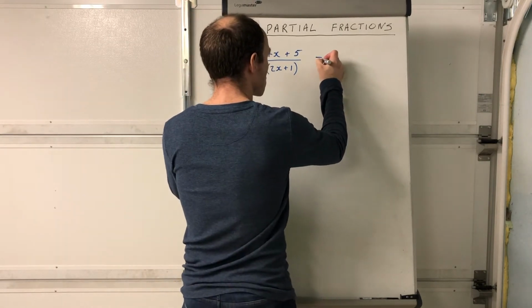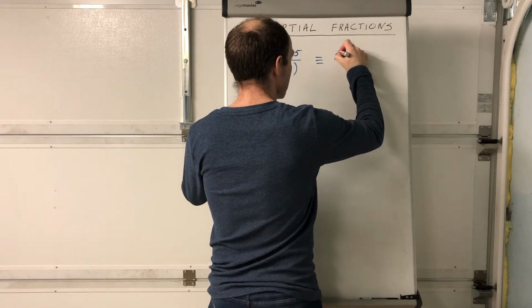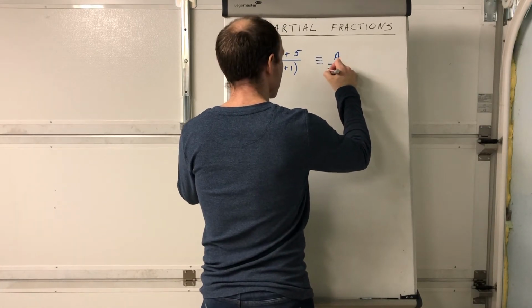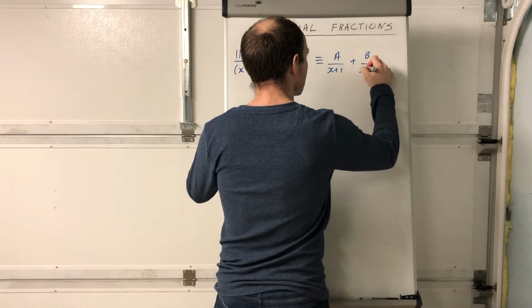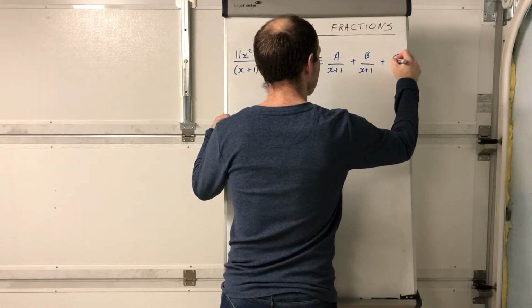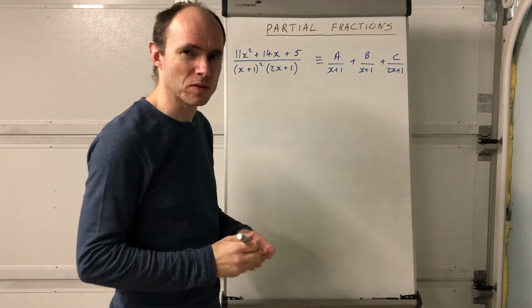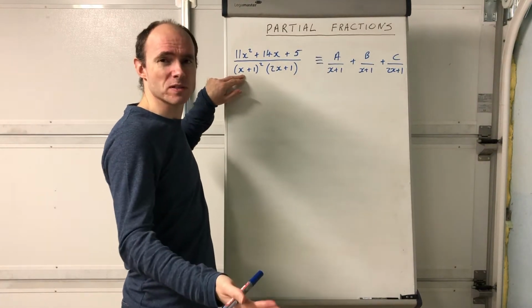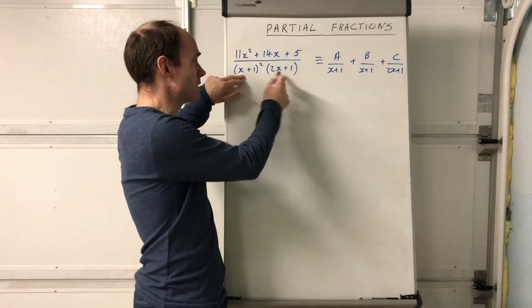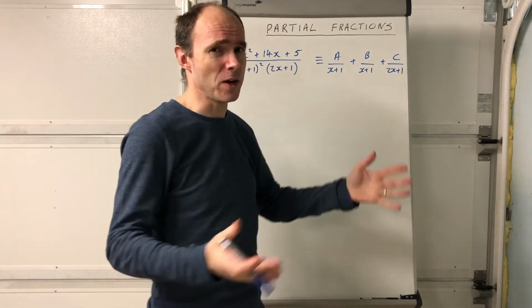So, what do you reckon? Now, I'll tell you what the most common response is, for those people who have not seen it before. The most common response is this: a over (x + 1) plus b over (x + 1) plus c over (2x + 1). It's wrong, by the way, because that is just (x + 1) times (x + 1), isn't it? So you can write it as (x + 1)(2x + 1).